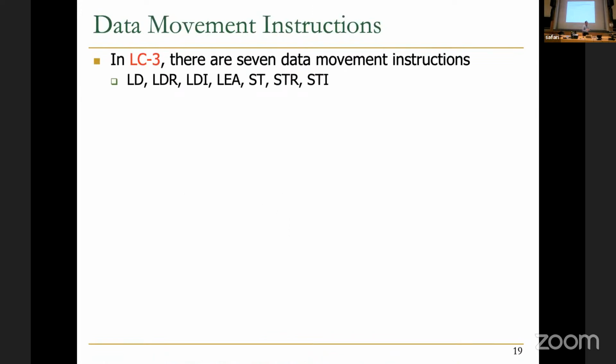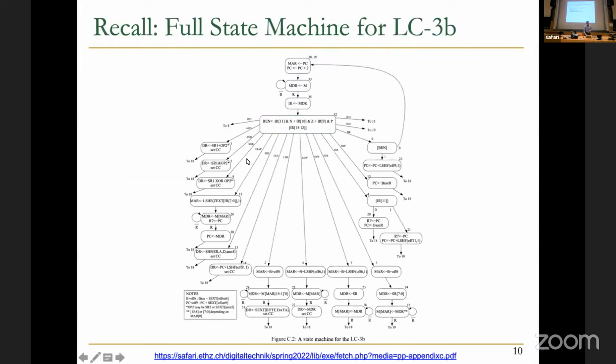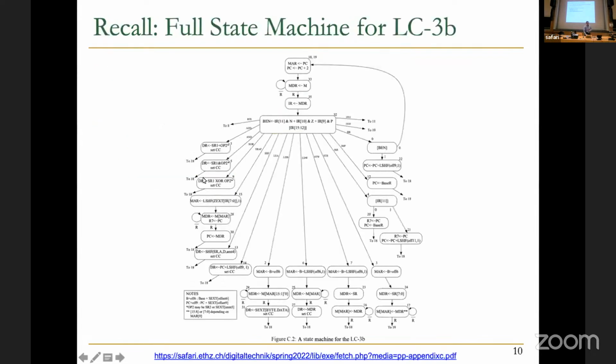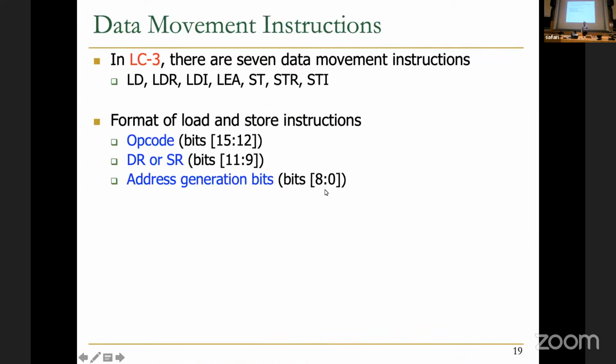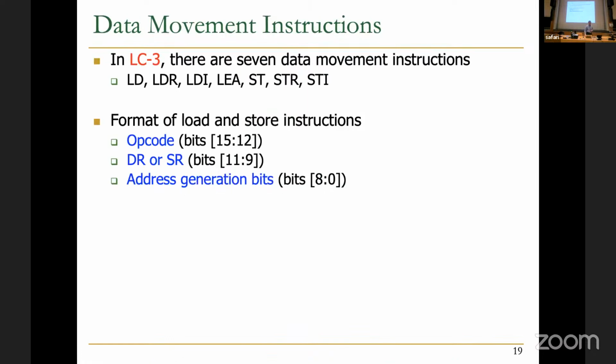Okay, so data movement instructions facilitate data movement from memory to registers in the LC3 ISA, with one exception, as we will see later on, which is the LEA. But basically, the format of these instructions is very similar. The opcode is specified, of course, like every instruction, in the top 4 bits. And then the next 3 bits are either the destination register or source register, depending on whether it's a load or store instruction. And there are address generation bits, which are bits 8 through 0, that specify how the address should be computed for the load or store instruction.